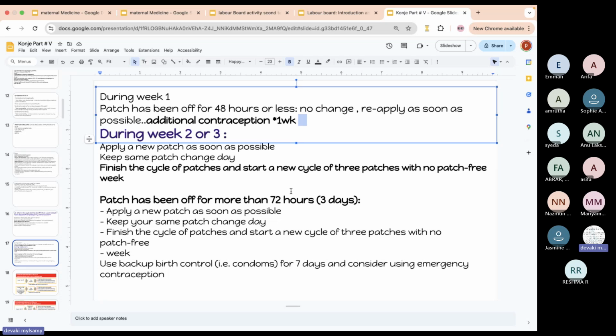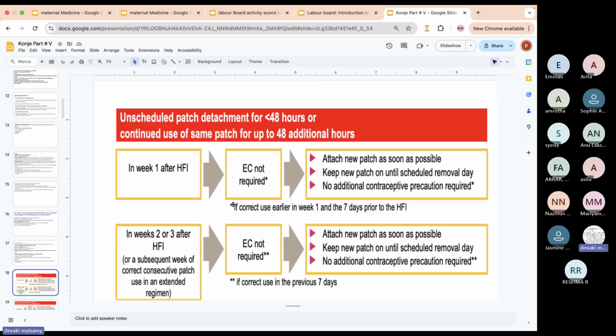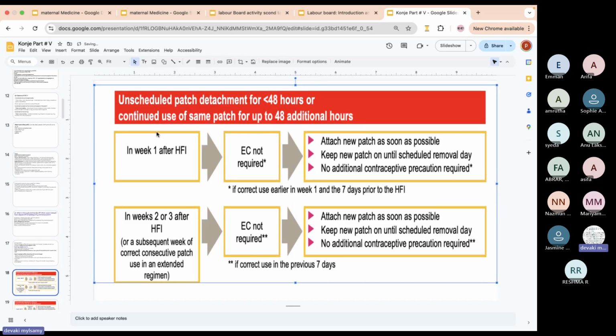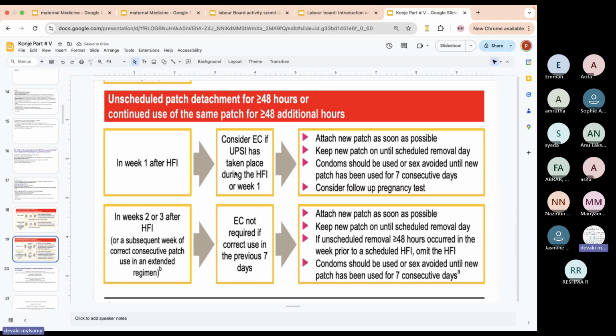If the patch is off more than 72 hours, then yes, additional precautions, emergency contraception, and you may continue the patch with no patch free week. So this will be if the patch is off for more than 3 days. This is basically the missed pill or missed patch diagram from this FSRH guideline. Same guideline is again there.